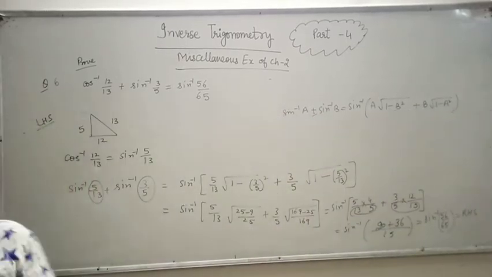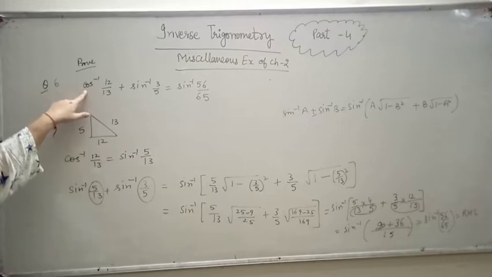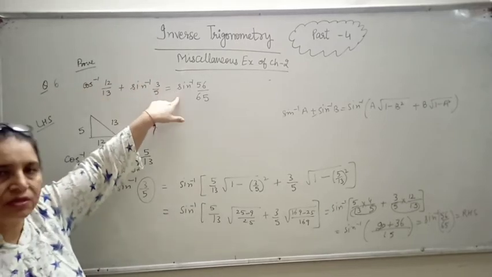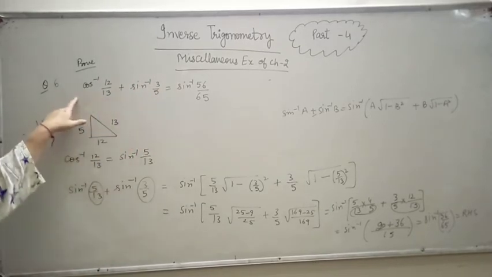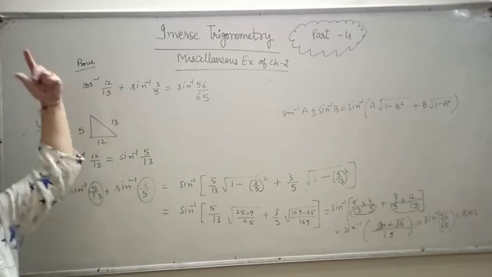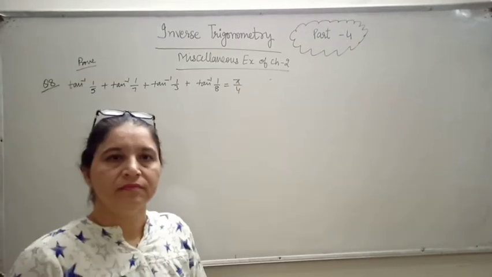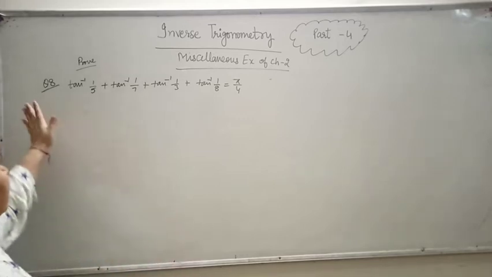In the other way, what you can do, you can convert this also in tan inverse, this also in tan inverse, and this also in tan inverse. By applying the formula tan inverse A plus tan inverse B, you can simplify this. Yes students, this is your question number 8.